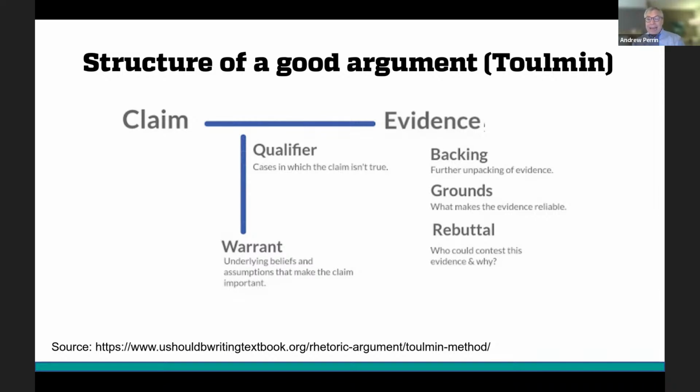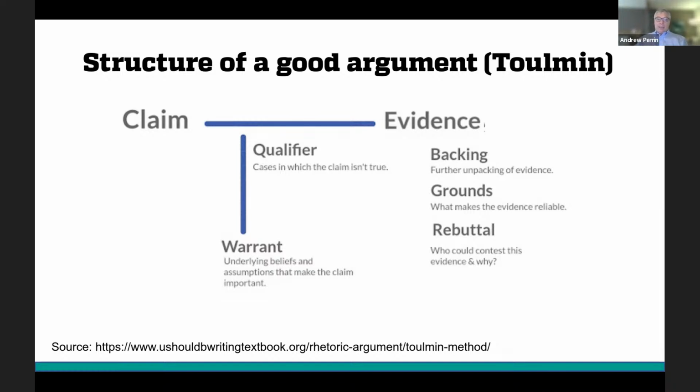Backing was just simply taking that evidence and further unpacking it. Where did it come from? What are its scope claims? The grounds, that is, why do we believe that this evidence is true? And then one of the good things to do when you're constructing a good argument is to anticipate a rebuttal. That is, who might contest this evidence and why might they contest this evidence?